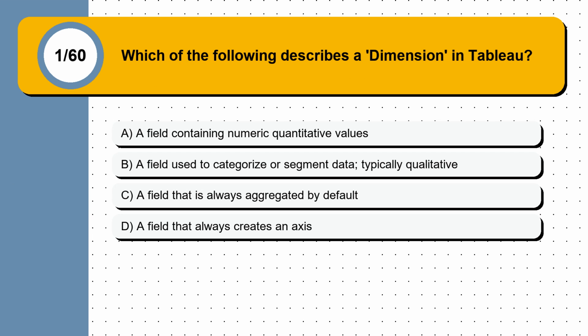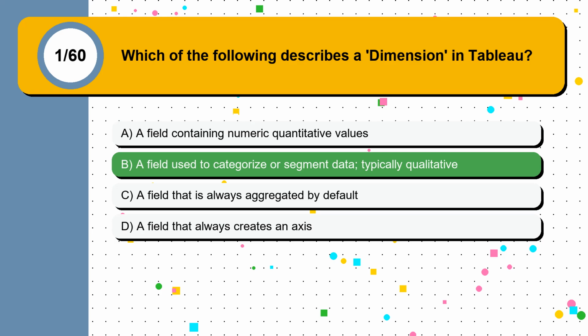Question 1. Which of the following describes a dimension in Tableau? Option A. A field containing numeric quantitative values. Option B. A field used to categorize or segment data, typically qualitative. Option C. A field that is always aggregated by default. Option D. A field that always creates an axis.